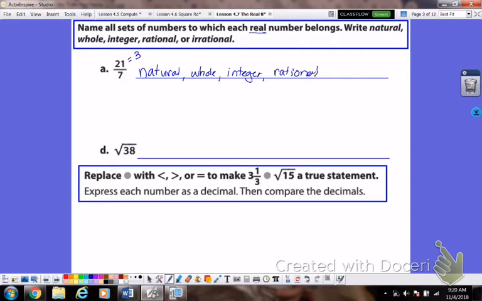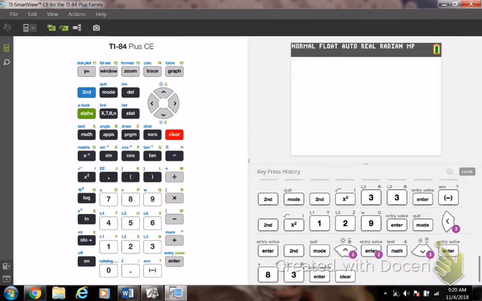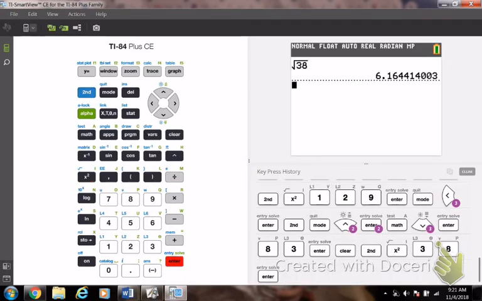Okay, part D, square root of 38. I don't know what square root of 38 is, so let's go over to our calculator, clear out everything we've got so far. Remember, second, x squared gives us square root. Square root of 38, let's see what that is as a decimal. We see 6.164414003. Judging that it has this much on it, we're going to assume that it does not terminate. Anytime it fills up the calculator like that, it does not terminate. So now let's check if it's repeating. I see 16441, but then we go to 4.